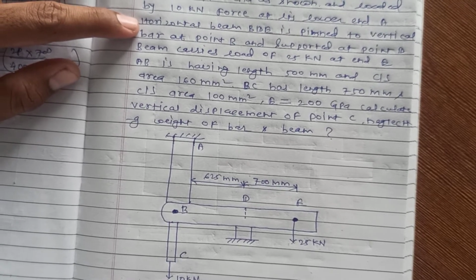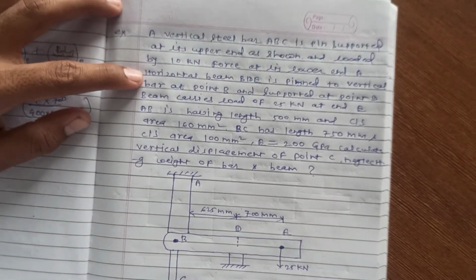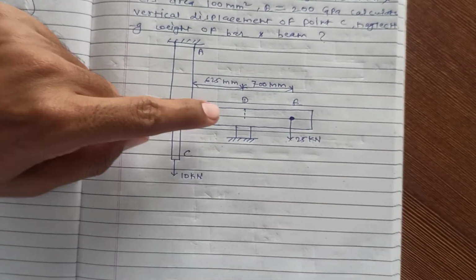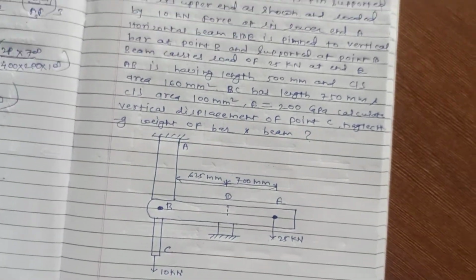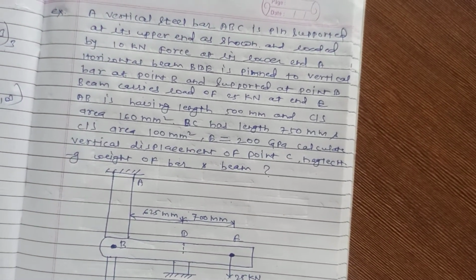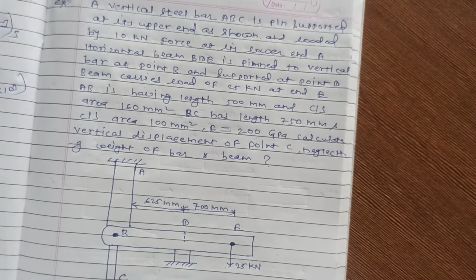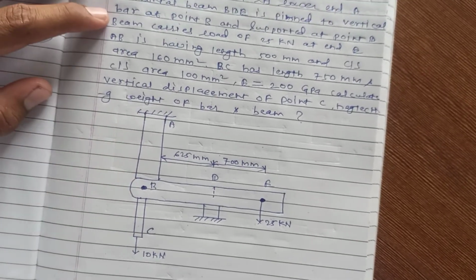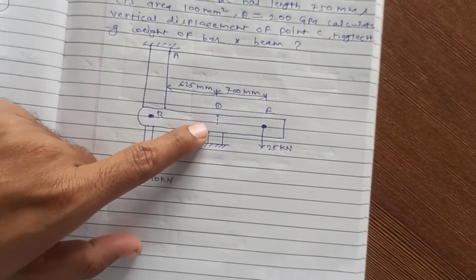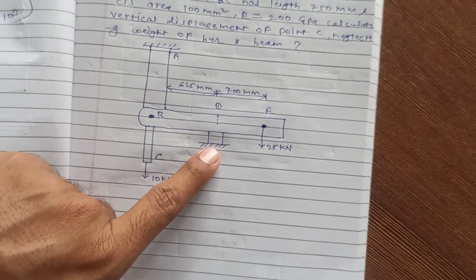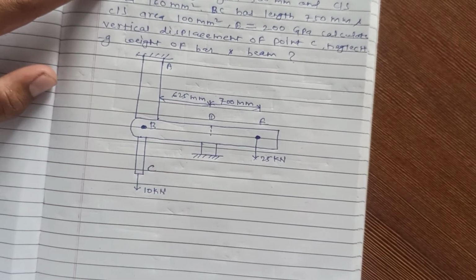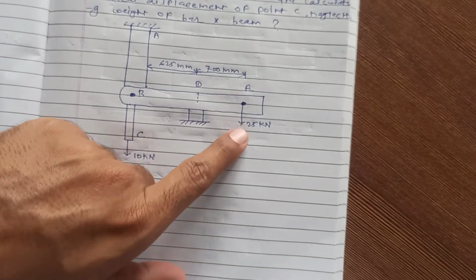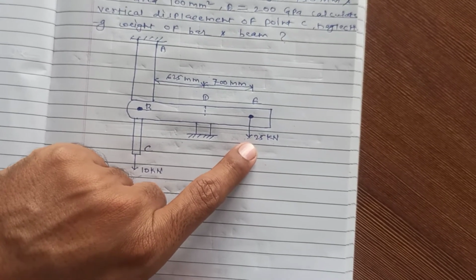Then horizontal beam BDE is pinned to the vertical bar at point B. This is the horizontal beam BDE. This is point B, and it is supported at point D. This is point D. This horizontal bar is supported at point D. Beam carries a load of 25 kilonewton at end E. This is end E and it carries a 25 kilonewton load.